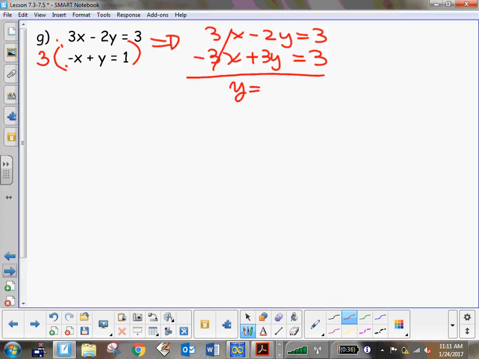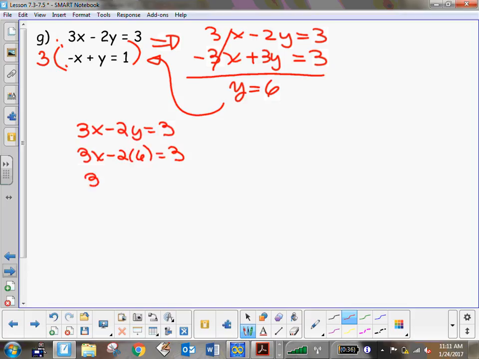You get y is 6. You go back to one of the original equations to figure out what x is. So 3x minus 2y is equal to 3. 3x minus 2 times 6 equals 3. 3x minus 12 equals 3. 3x equals 15. And x is equal to, so the ordered pair is 5, 6. Are we good?